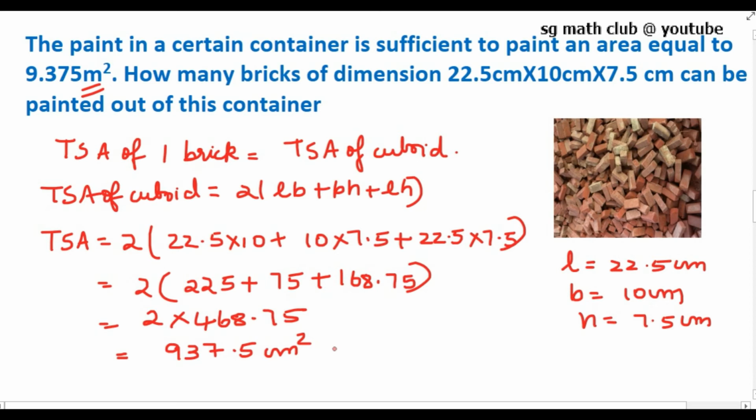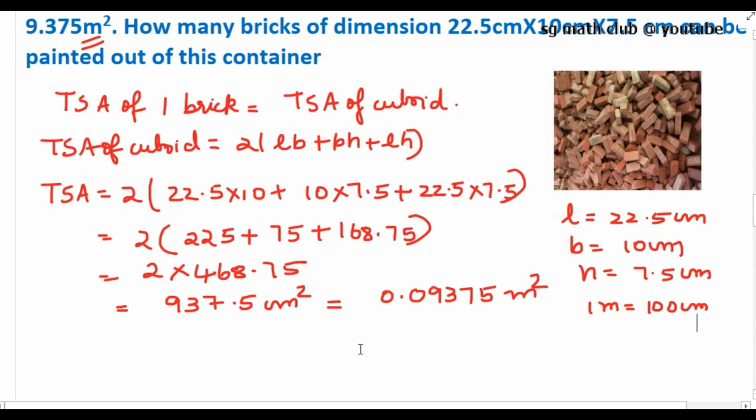But since they have given in meter square, the paint in the container is sufficient to paint an area equal to 9.375 meter square. Since we got the answer in centimeter square, I need to convert into meter square. So when I convert, I will have 0.09375 meter square, because we know that 1 meter is 100 centimeter, and since it is meter square, 4 digits you need to put the decimal point. And the area of one brick is this much.